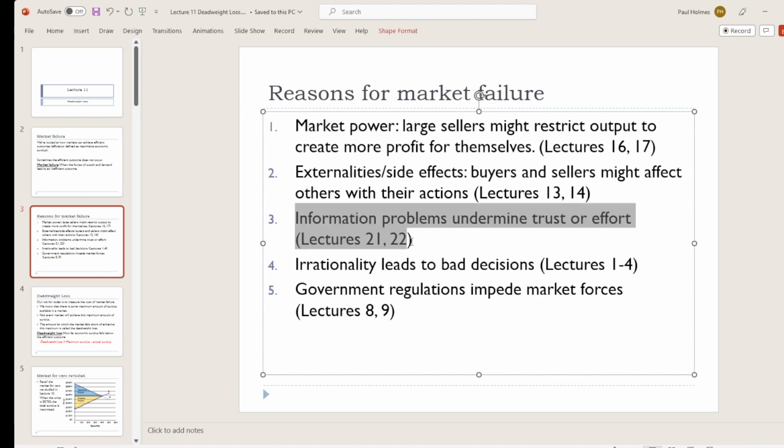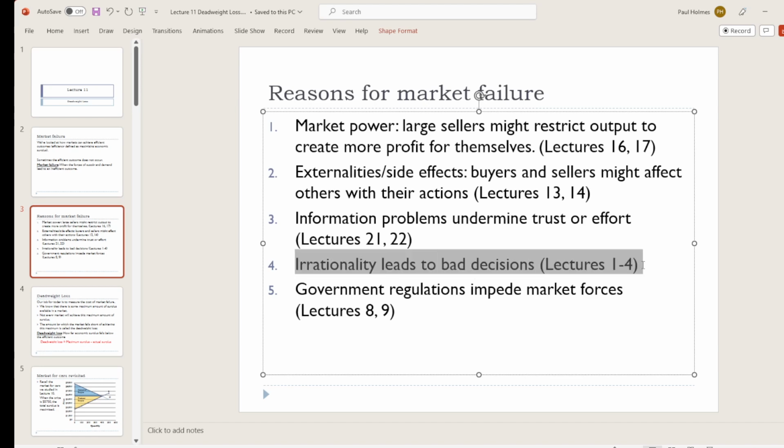The very last couple of lectures of the semester will look at information problems, situations where one party to a transaction knows less than the other party, and we'll see that that can make it really difficult to achieve the efficient outcomes.